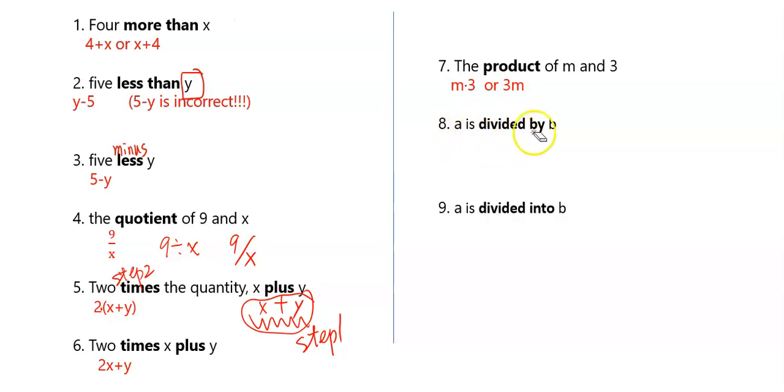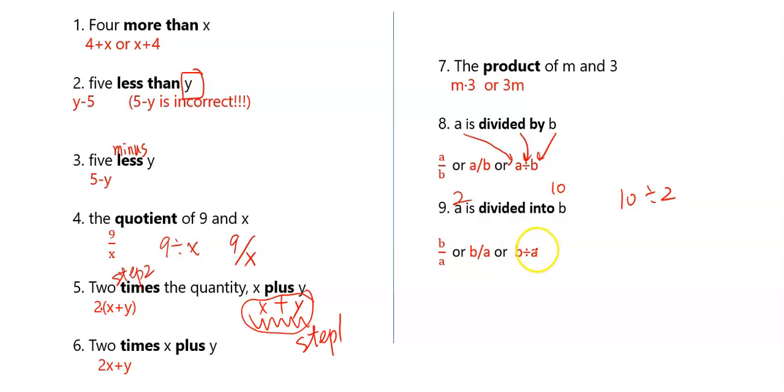Now, A is divided by B and A is divided into B. The words by and into make a difference. Divided by literally follows the order. So you do A, and divided, you can use one of those three division symbols. So A divided by B. But if A is divided into B, which means A goes into B, you will have to switch them. It's like asking how many times A goes into B. Just like how many times 2 goes into 10, you actually do 10 divided by 2. So you switch A and B. You do B divided by A, or B slash A.